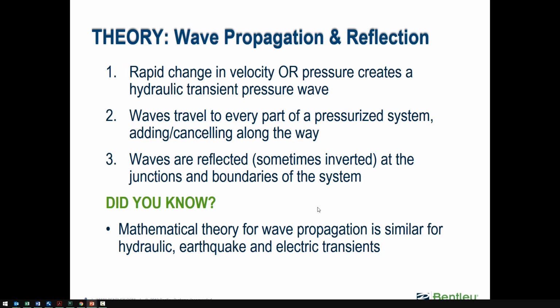On the point of wave propagation and reflection, rapid changes in velocity or pressure can cause a transient pressure wave, but we're really talking about rapid changes in momentum, which is mainly the velocity of the water column moving. The waves travel to every part of the pressurized system. They can split off if you have a flow split or a lateral pipe going to something else. They travel down every part. They can bounce back, and the timing of those waves can cancel out another wave. It's a very complicated interaction.